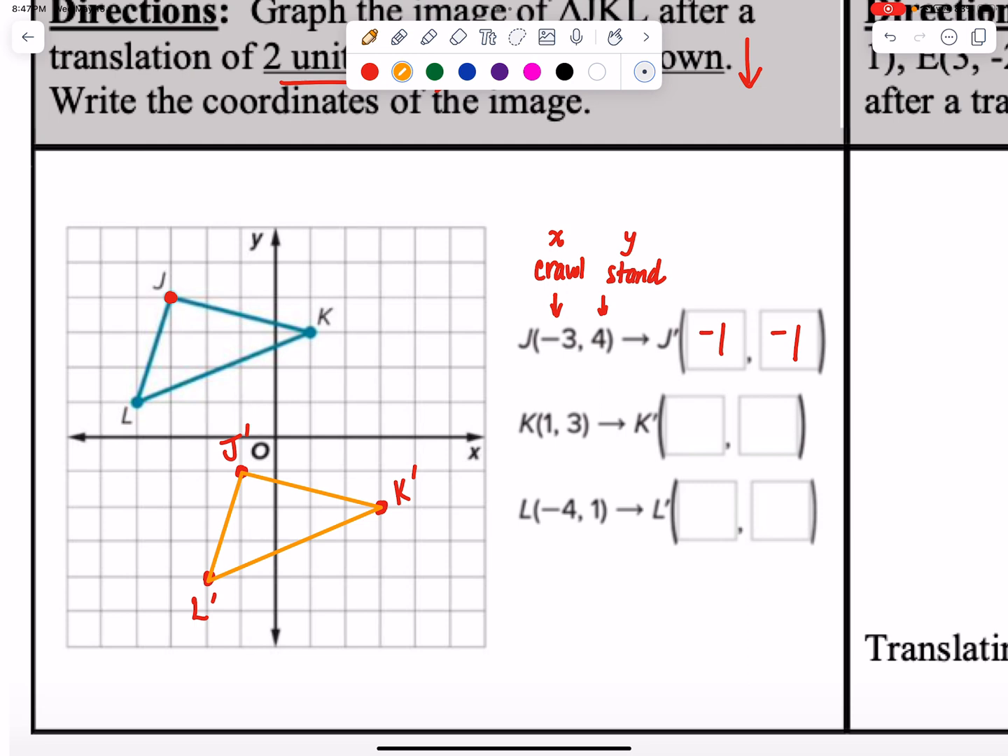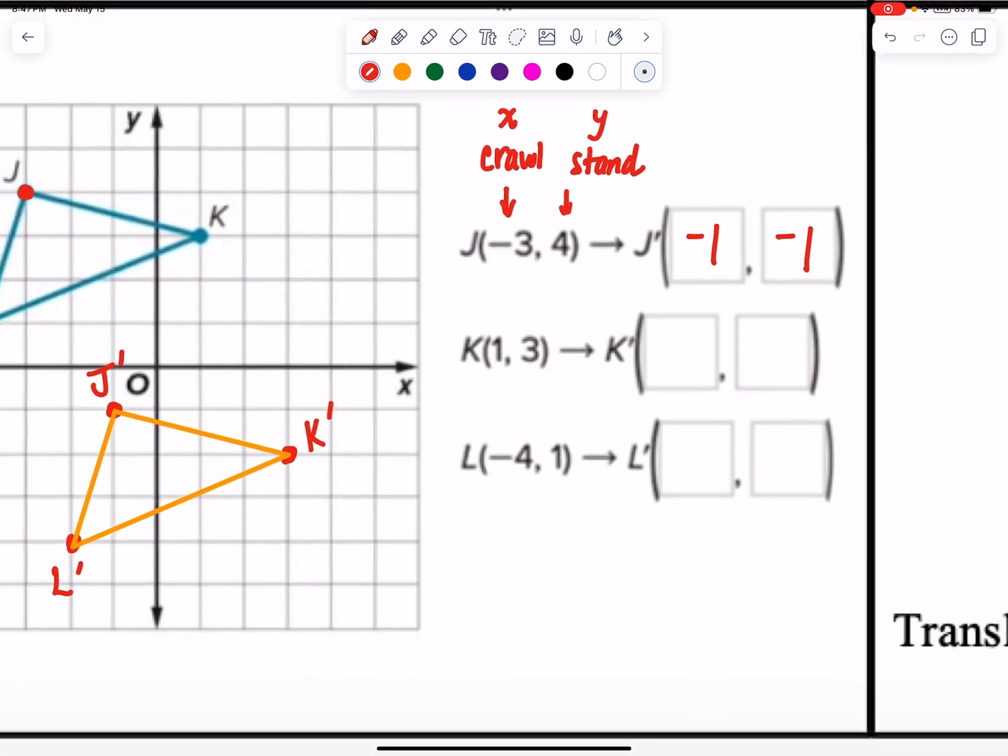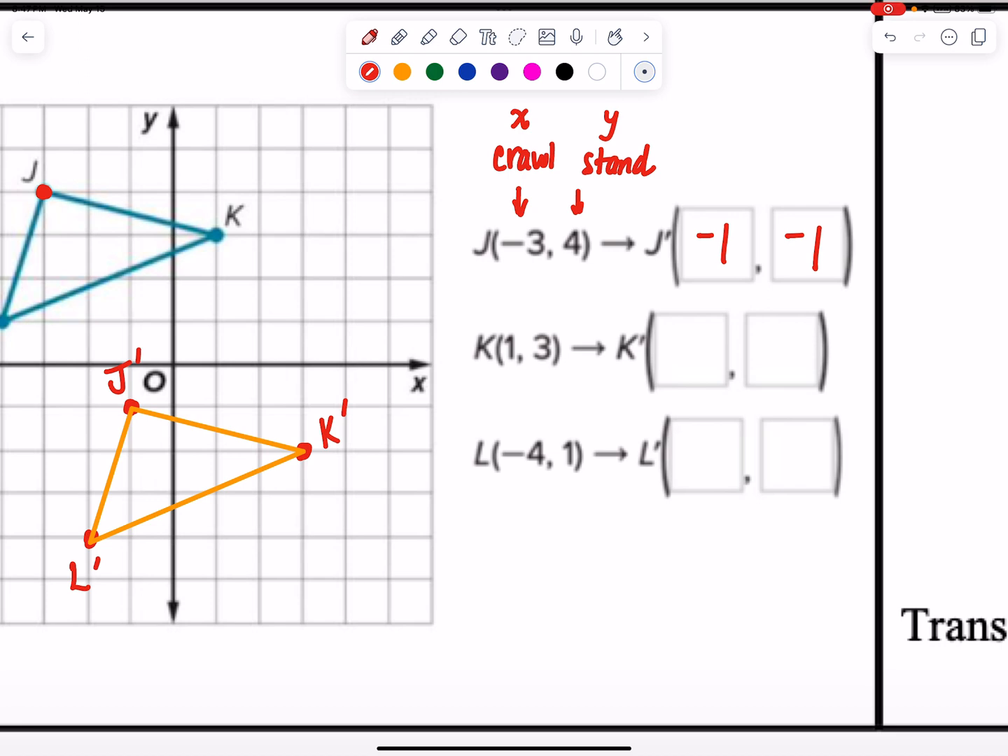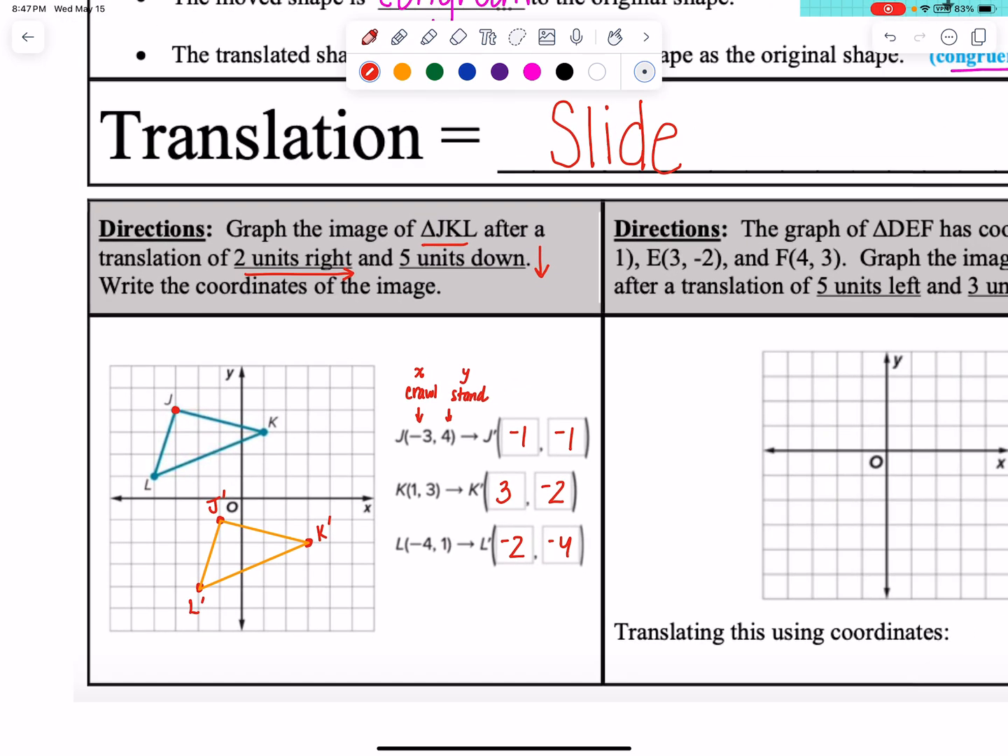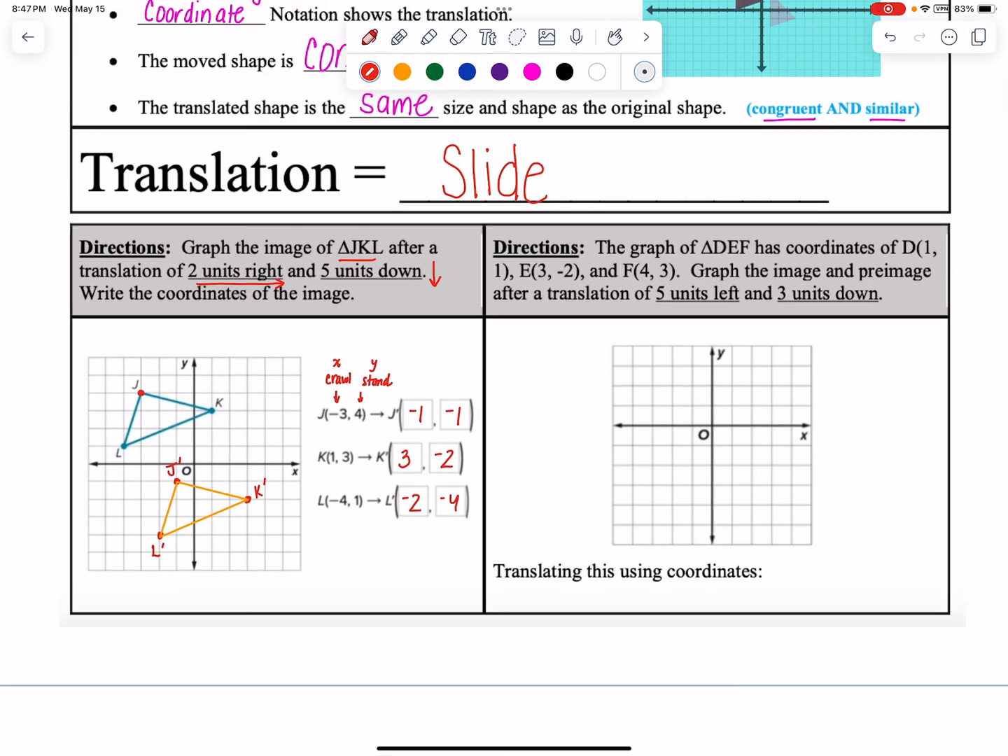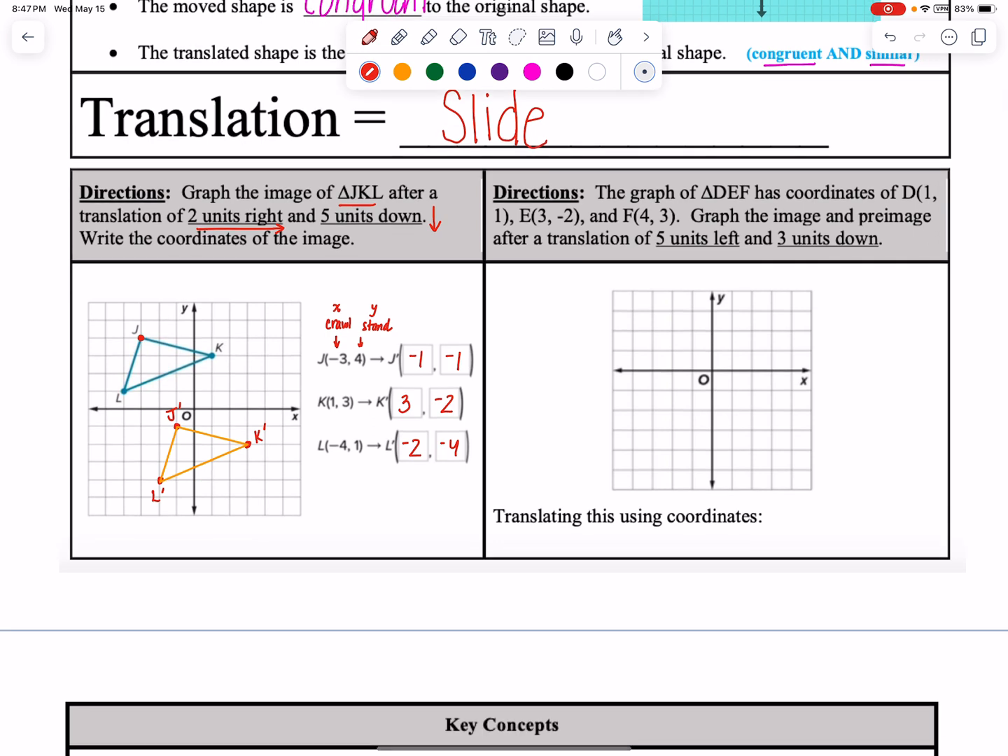So let's go ahead and record down our image coordinates here. So K prime is now 1, 2, 3 over and 1, 2 down. So positive 3 over, negative 2 down on Y. Okay. What's L on X? L is negative 2 on X, and now we fall 1, 2, 3, 4, negative 4 down. Okay, so this right here, we're just writing the coordinates of the image. And remember, image means the new image.